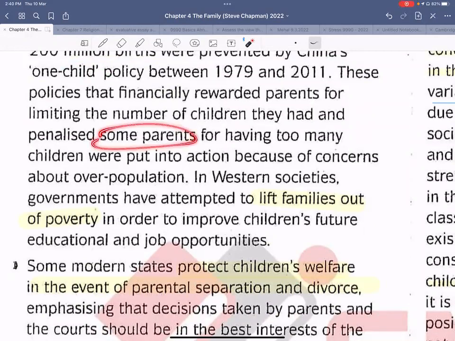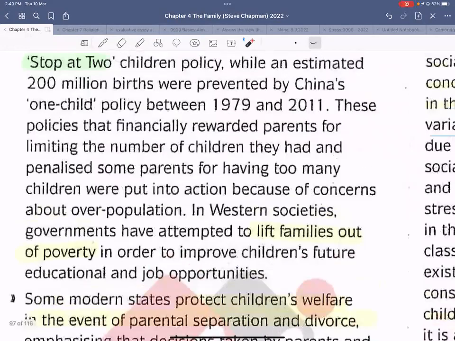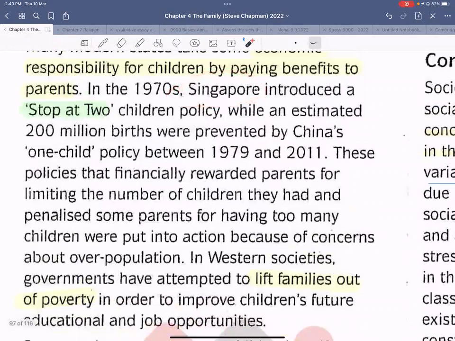These policies financially rewarded parents for limiting the number of children they had and penalized some parents for having too many children, and were put into action because of concerns about overpopulation. Now, not many of you might know about Singapore's policy, but I'm sure quite a majority over here is aware of China's one-child policy. Recently, there is relaxation in this policy now. Are we clear?